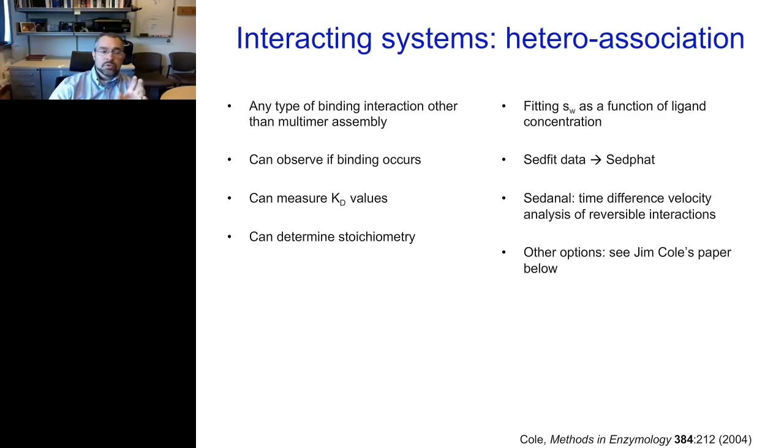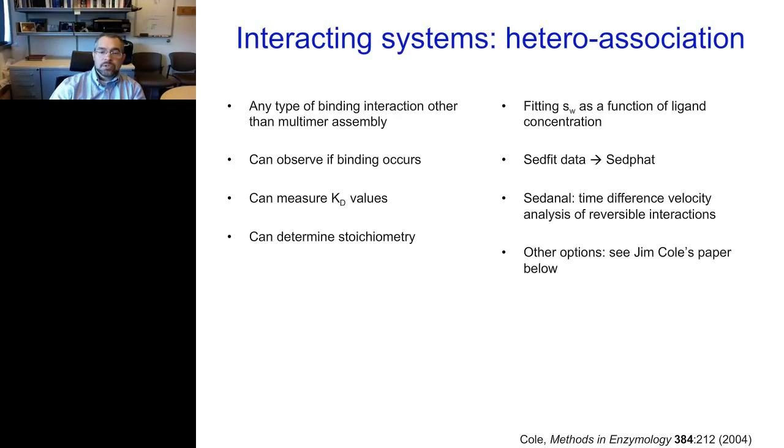You can also do more sophisticated things where you take your data from SedFit, import it into SedPhat, and you can actually directly analyze the boundaries and fit those to equations to get out affinity and stoichiometry information. Sedanal is a very nice program that uses time difference velocity traces, and it's very powerful because it can look at a lot of different models for heteroassociation.